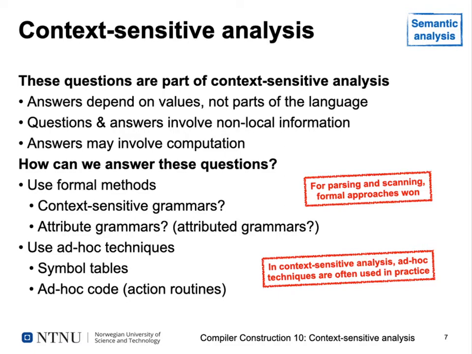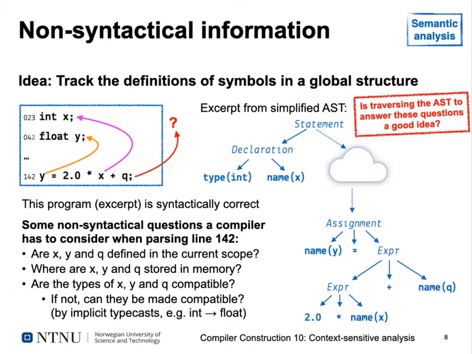And for parsing and scanning, you've seen formal approaches have won because they're easy to use, because you can just build a scanner using a DFA, or you could use top-down or bottom-up approaches essentially very easily to do this. For context-sensitive analysis, mostly still ad hoc techniques are used in practice, because the other approaches here, like building context-sensitive grammars and so on, are much more complicated to get right. So for ad hoc analysis, the idea behind this is to track the definitions of symbols in a global structure, which is available to all parts of our compiler.